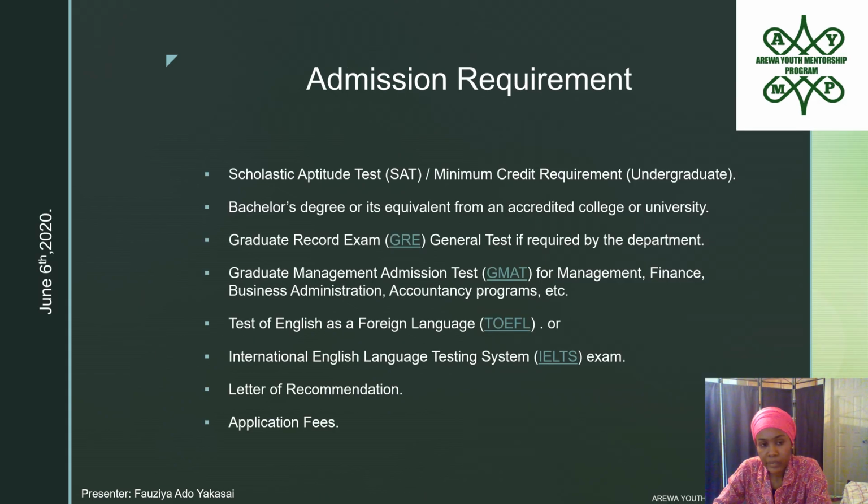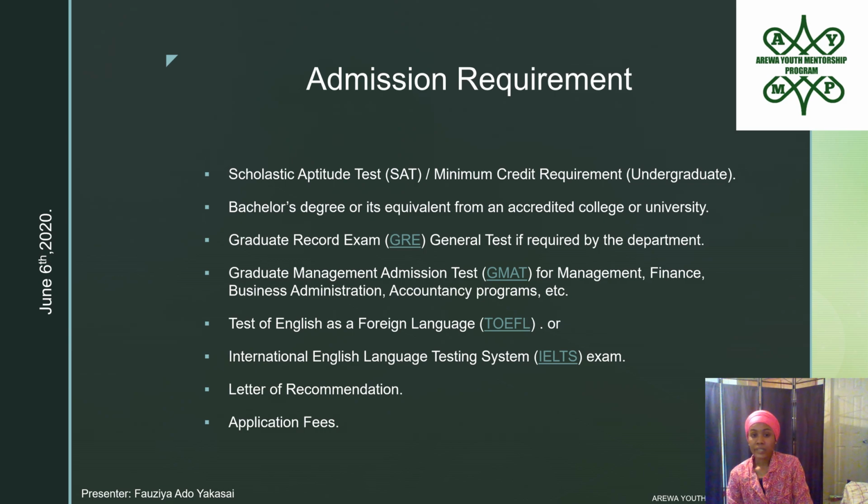Then for admission requirements, mostly for undergraduates, you need to have the SAT exam and the minimum credit requirement. Sometimes it can be like 7 credits to 9 credits. Then for graduate students, you need a bachelor's degree or its equivalent from an accredited college or university. So mostly they require a first class, 2-1, 2-2 with a good master's and so on. And what you need to remember is we use a 5 scale GPA, and most of the schools abroad use a 4 scale GPA. So if you want to calculate and see if you are qualified, you can go online. There are available calculators that convert from 5 scale to 4 scale.